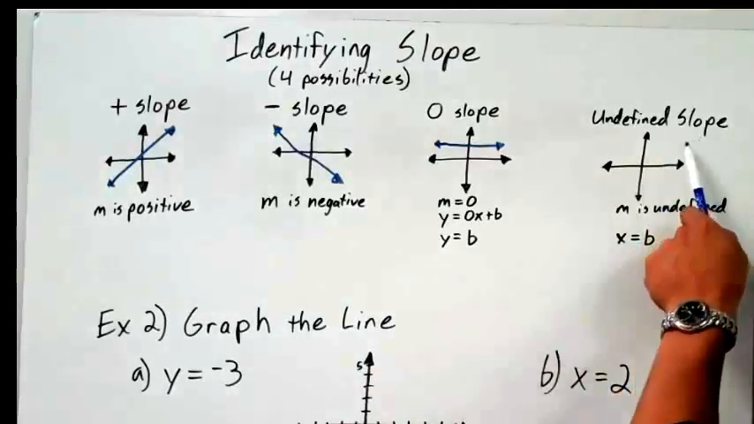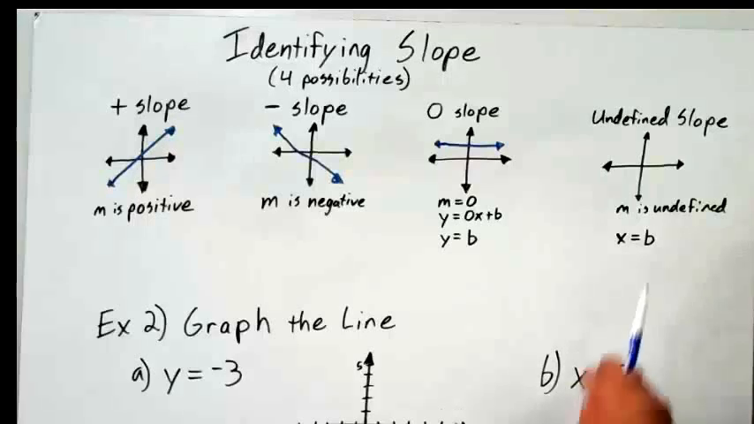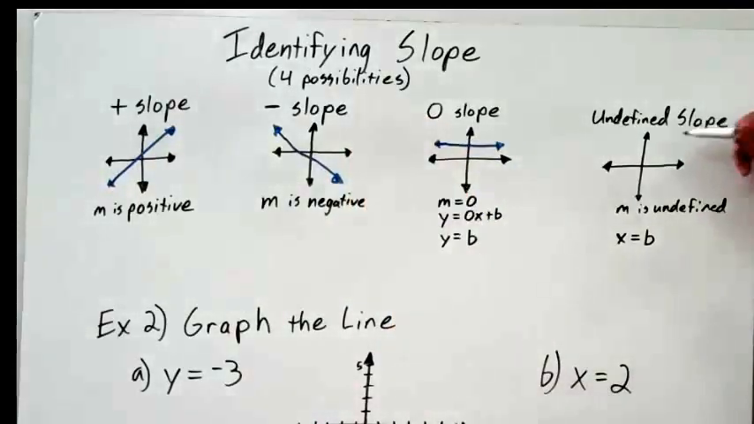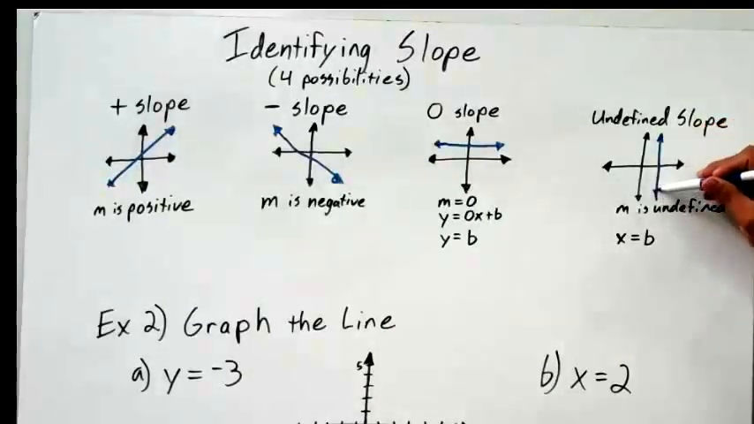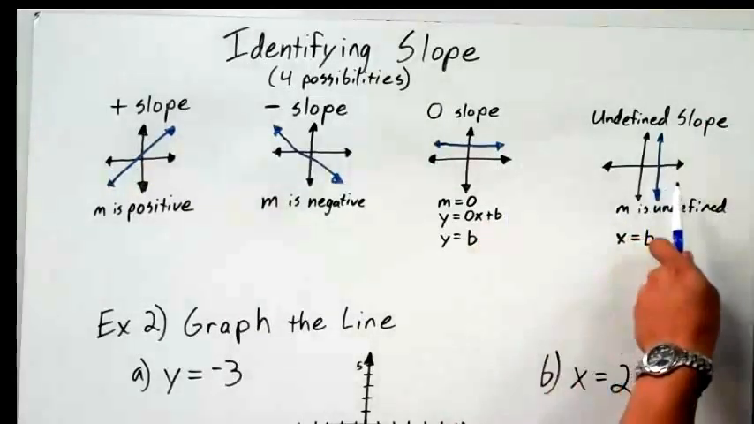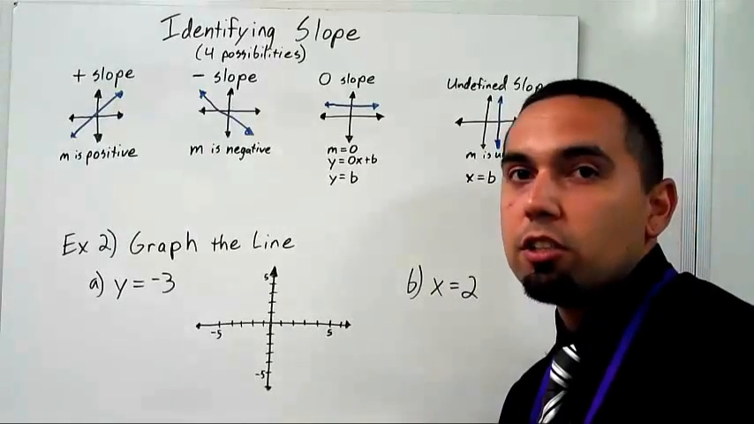We also have undefined slope, where m is undefined. Basically, an undefined slope is when we have a line that is vertical. I didn't write that in there, but you want to remember that the zero-slope line is horizontal, and the undefined-slope line is vertical. If you want to write them right next to it, that's a good idea. I would suggest you do that.